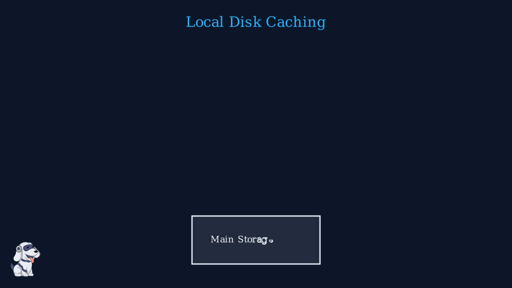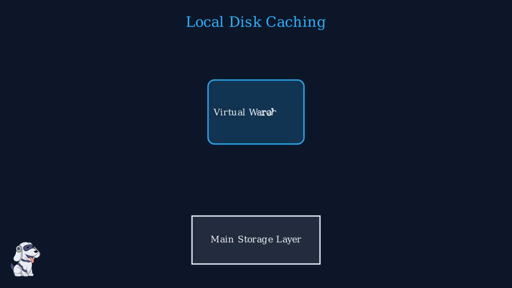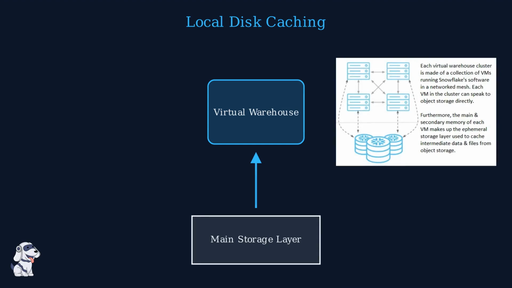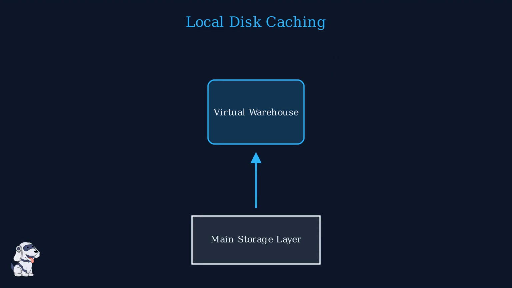When you run a query in Snowflake, your data is fetched from the main storage layer and temporarily stored on the virtual warehouse's local SSD. This is what we call the remote disk cache. This image shows how the virtual warehouse acts as a network mesh. These local SSDs provide a high-performance buffer, keeping data ready for your next request.